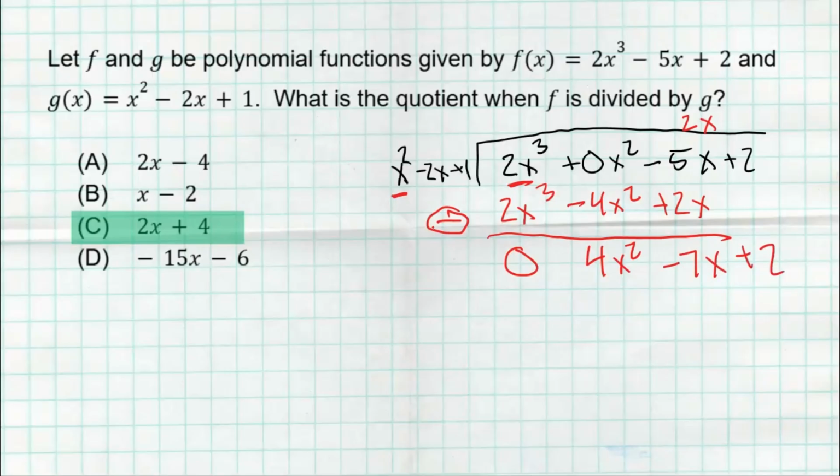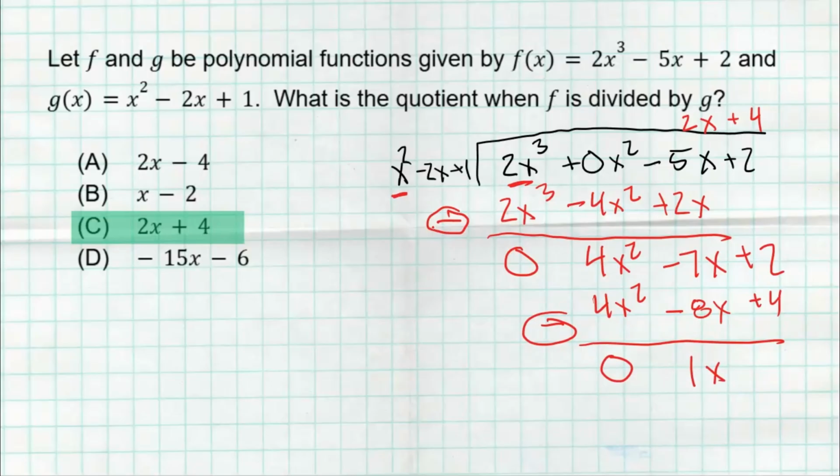All right, now I'm going to ask myself, how do I turn an x squared into a 4x squared? I'm going to multiply by 4. So I have 4 times x squared is 4x squared. Negative 2x times 4 is negative 8x. 1 times 4 is a positive 4. And now I'm going to subtract again. Be careful. 4 minus 4 is 0. Negative 7 minus negative 8 is going to be a positive 1x. 2 minus 4 is negative 2.